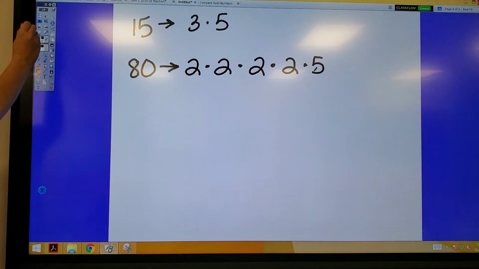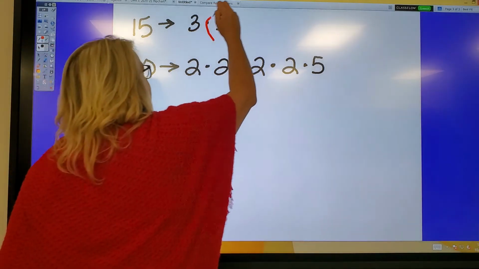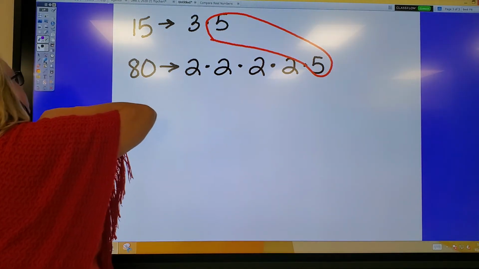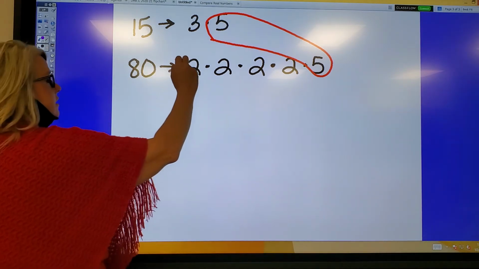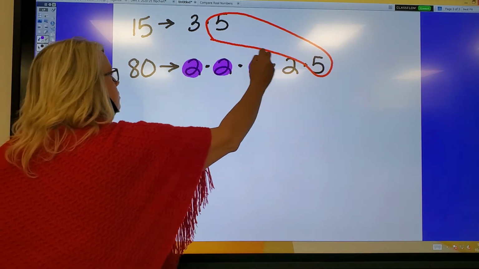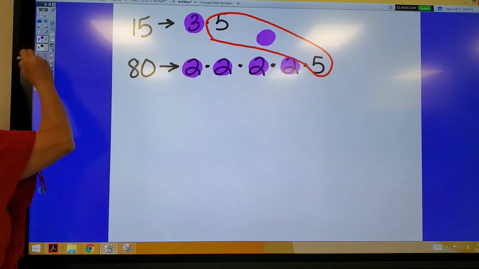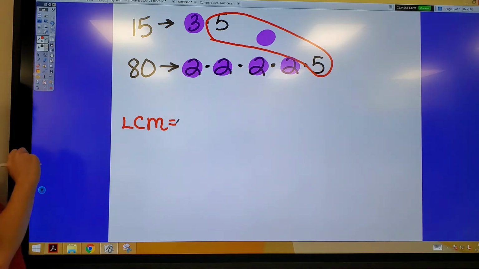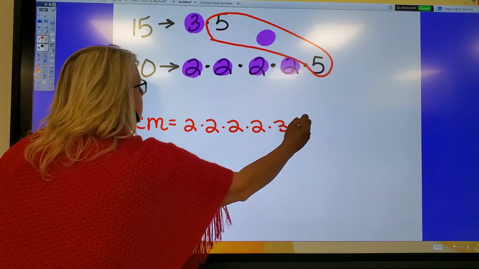What do these 2 numbers have in common? A 5. The only thing they have in common is a 5. So again, when I find my LCM, I'm going to multiply all of the prime numbers together. 2, 2, 2, 2, 3, and a 5. Okay. I'm only using one 5 though. 2 times 2 times 2 times 2 times 3 times 5.